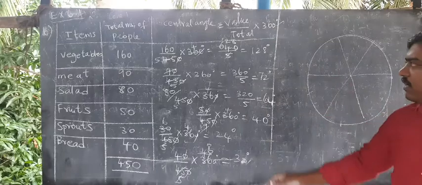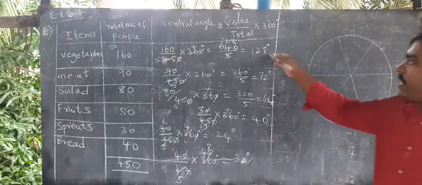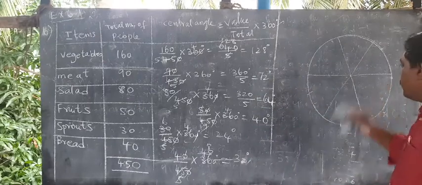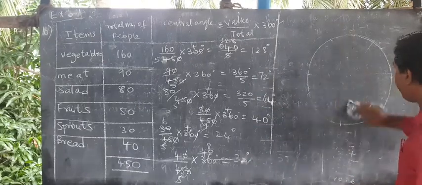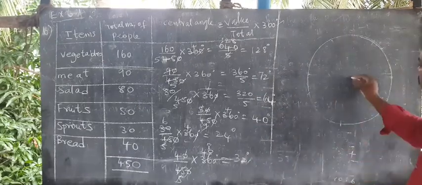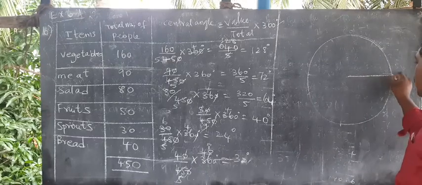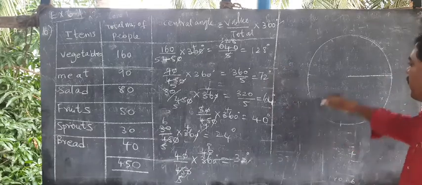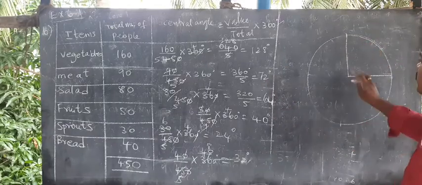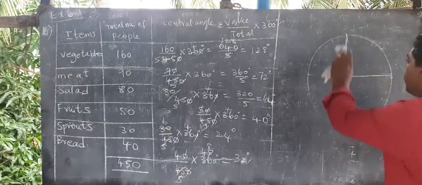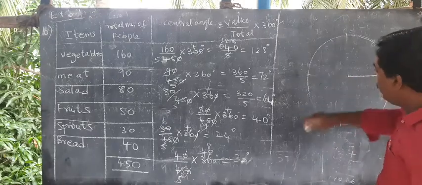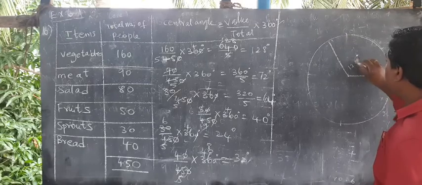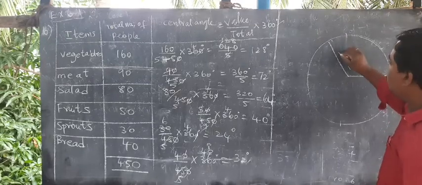So we find all the degrees; the center angle we can find by using this formula. Now we have to draw it here. Just draw one circle, put the center point, and draw one line like this, like the radius. So this is 128, nearly big. Comparing these values, 128 will be the biggest. So 128 degree. This is what? Vegetables.